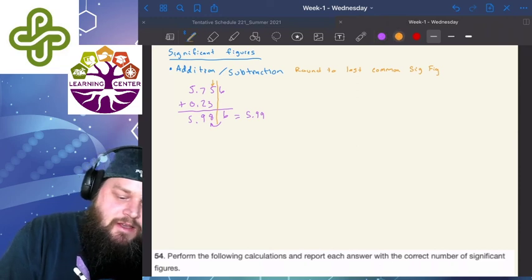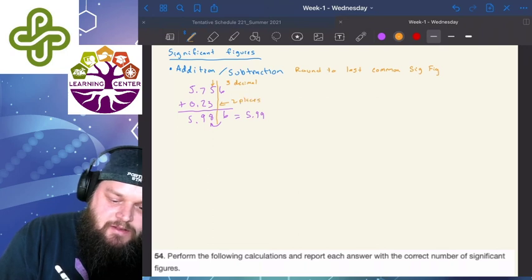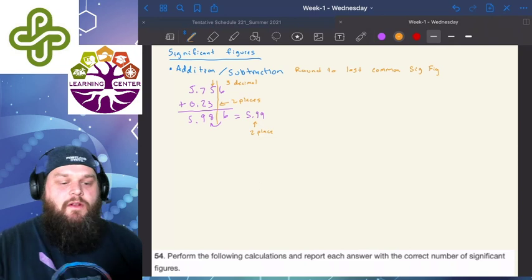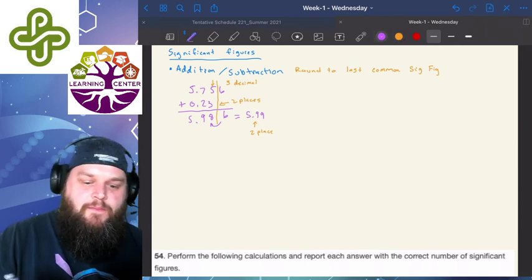And notice here we had 3 decimal places, and here we had 2 decimal places. So our answer is going to have 2 places, because the location of that last significant digit is what we're going to round to. The same thing is going to be true in subtraction.